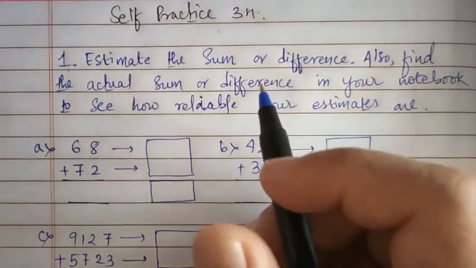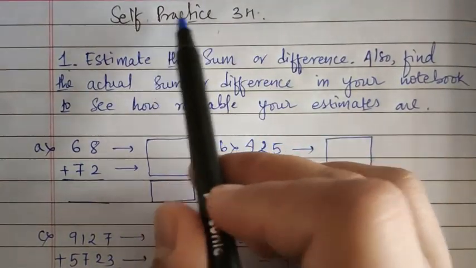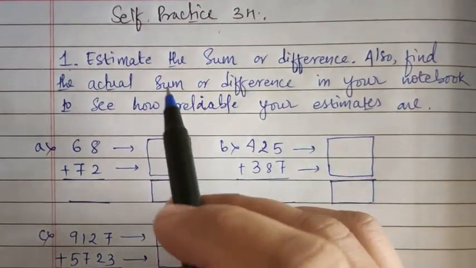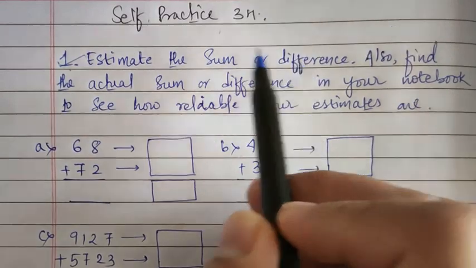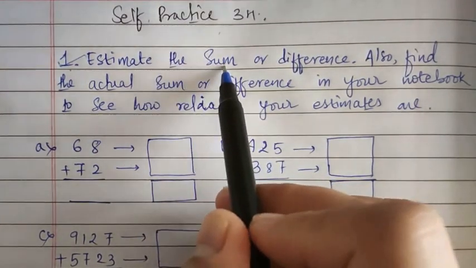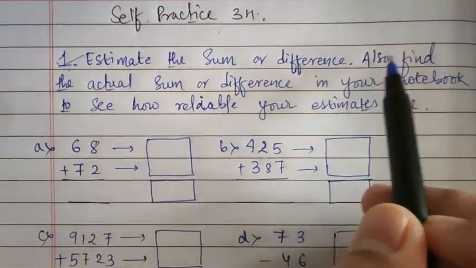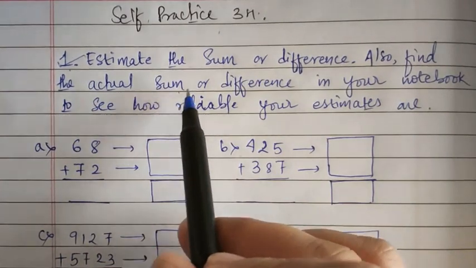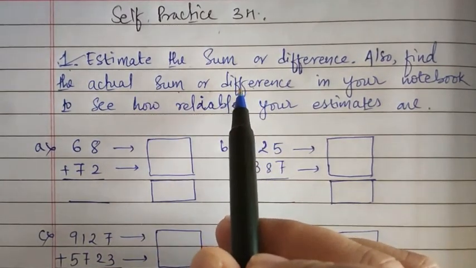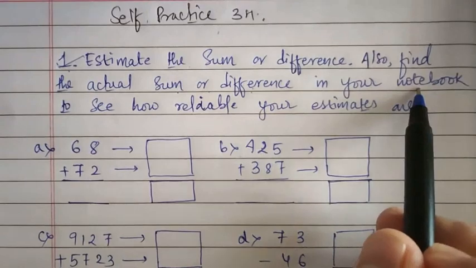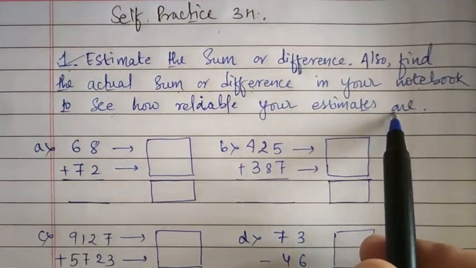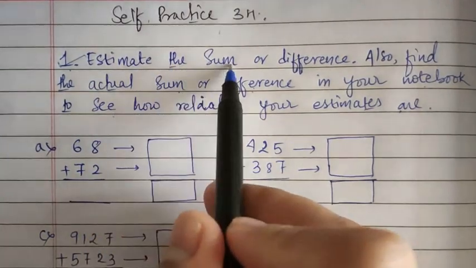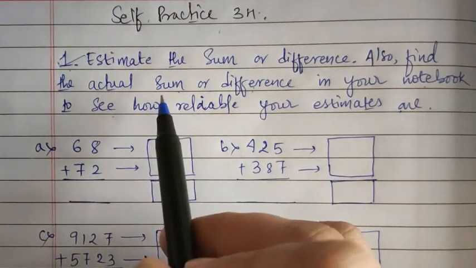So students, here we have the first question from self-practice 3H. The question states: estimate the sum or difference. Okay, you have to estimate the sum or difference. Also find the actual sum or difference. You have to find the actual sum or difference in your notebook to see how reliable your estimates are. Estimate the sum or difference. Also find the actual sum or difference.